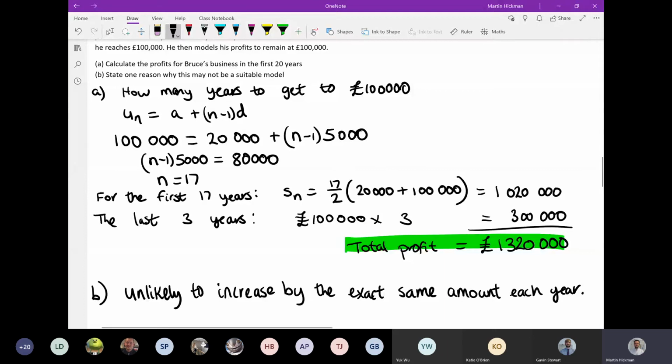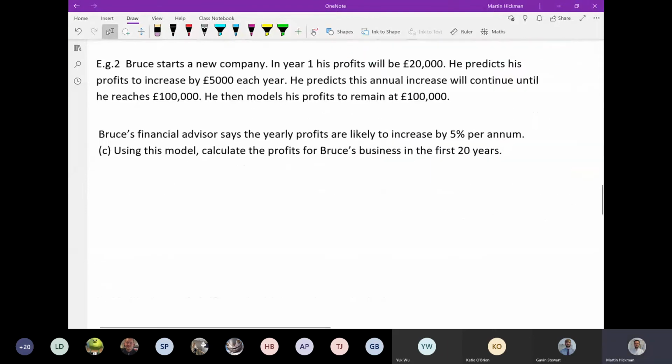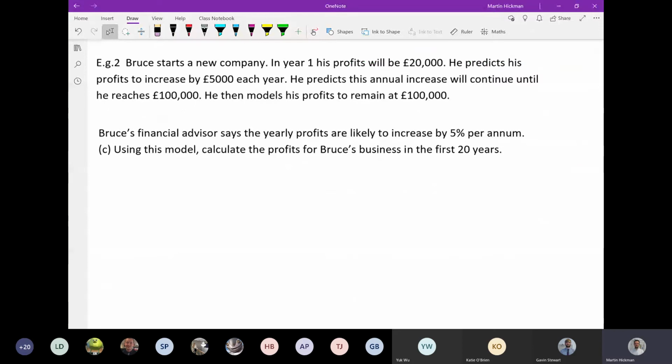Now there is a part C to this question, and that's that he says the profits are likely. So he's got a financial advisor, and he says the profits are likely to increase by 5% per annum. Remember, per annum just means per year. Using this model, calculate the profits for Bruce's business in the first 20 years.